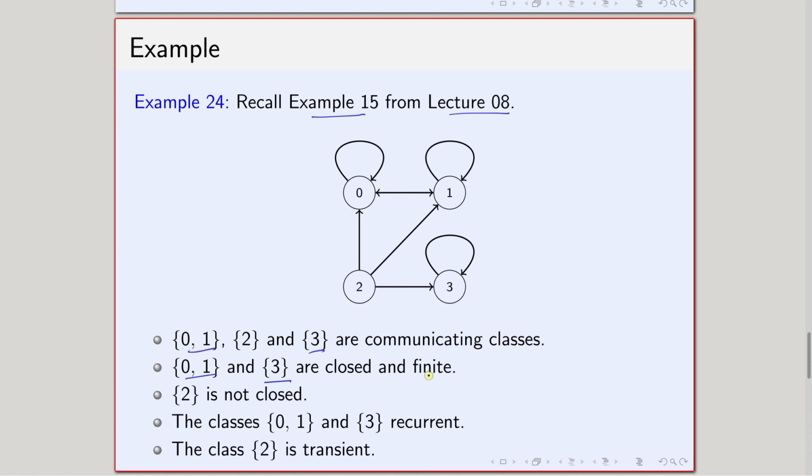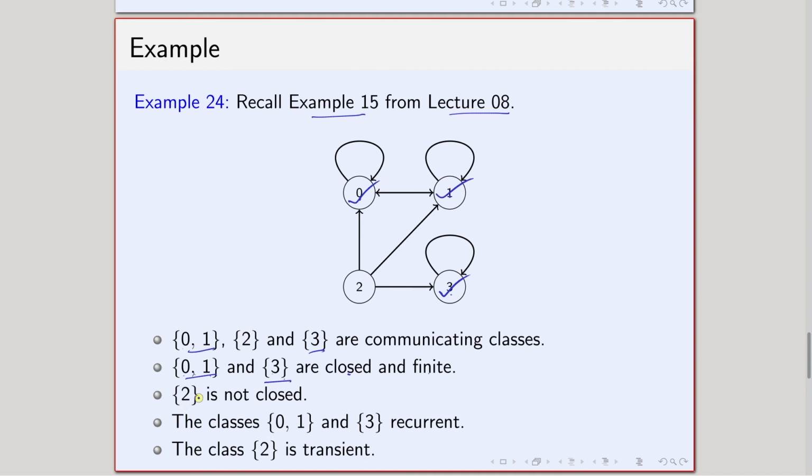So these two are closed and finite, and that says that these classes are recurrent. That means 0 is recurrent, 1 is recurrent, 3 is recurrent. Because these two are closed, finite classes, they are recurrent classes. On the other hand, 2 is not closed, so I can deduce that 2 is transient.